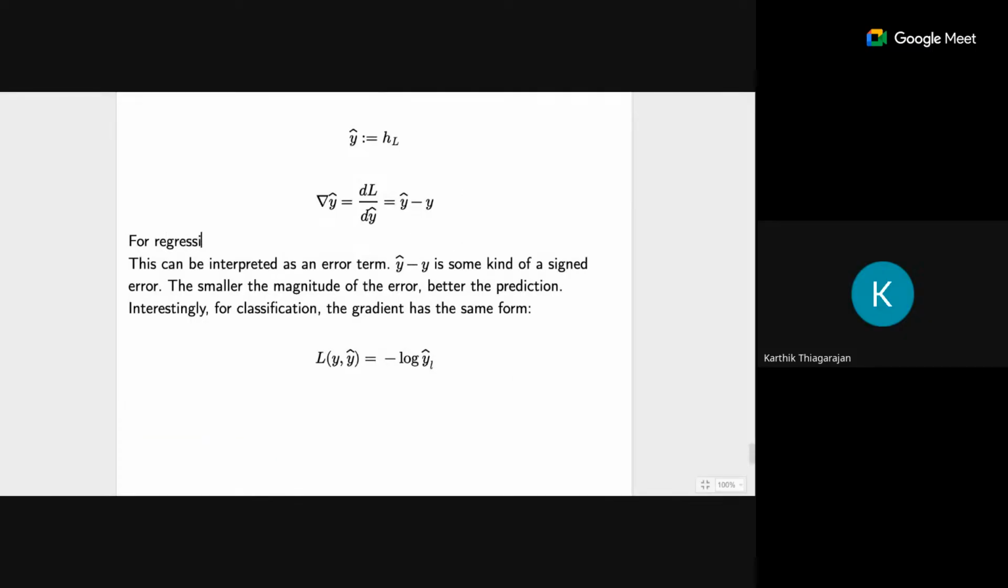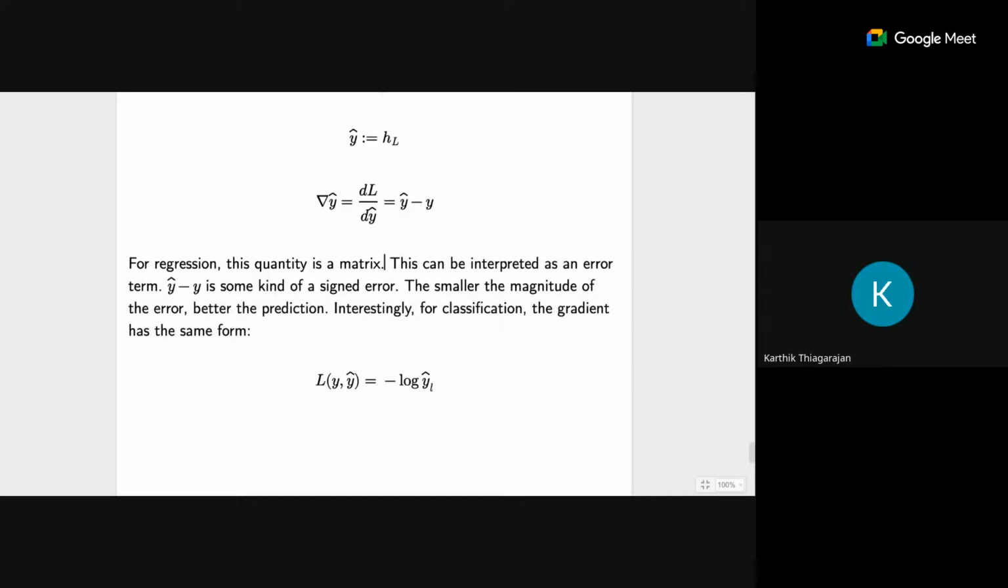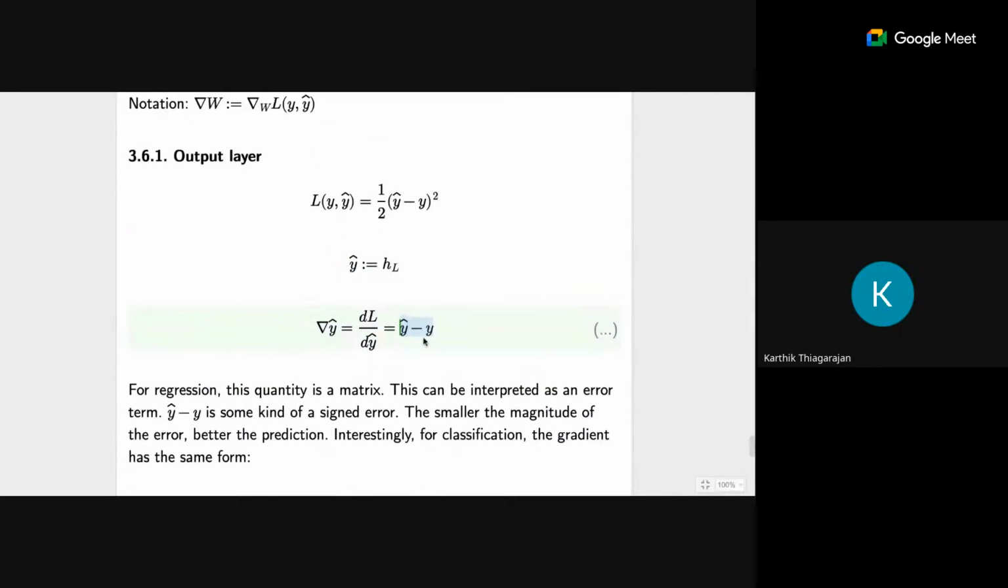For regression, this quantity, is it a scalar, vector, or matrix? Scalar or vector or matrix? Matrix, right? Correct? This quantity is a matrix or vector. Vector. Okay, we are doing regression. So what is y? This should be scalar, no? Y is scalar. So this is scalar, right? Please remember that. For regression, this quantity is a scalar.